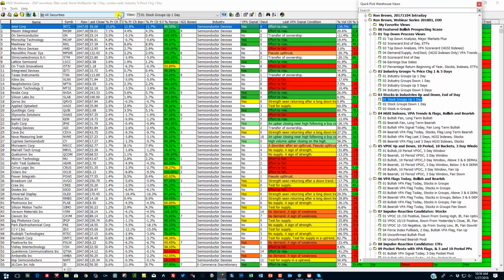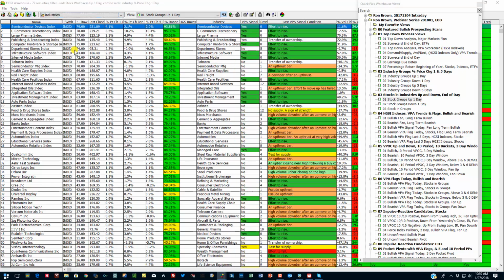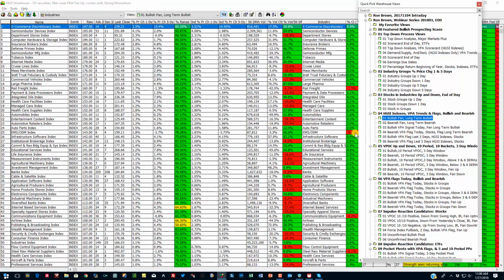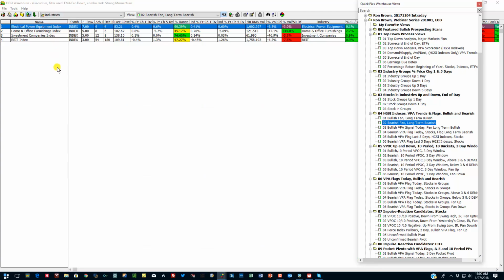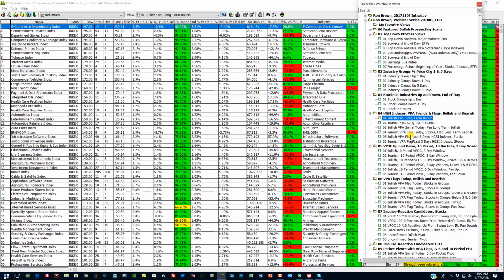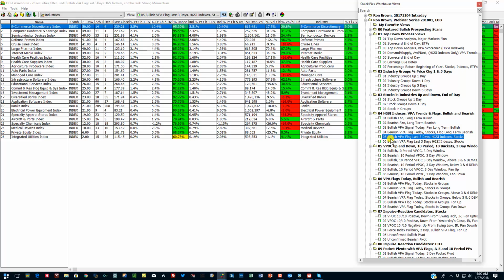Now I'm going to go back up to the industry groups, and I'm going to go down to folder number 4. This is bullish fan long-term uptrend. I have 101 groups that are in long-term uptrend. In other words, the moving averages are stacked, the 18, the 50, the 100, and the 200. And long-term bearish, there's only 4 indexes that are down. Now, if I do move down here to number 5, these are bullish VPA flags the last 3 days, HGSI indexes and stocks.